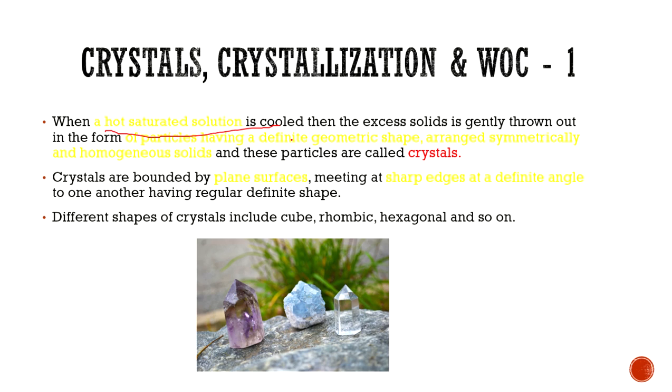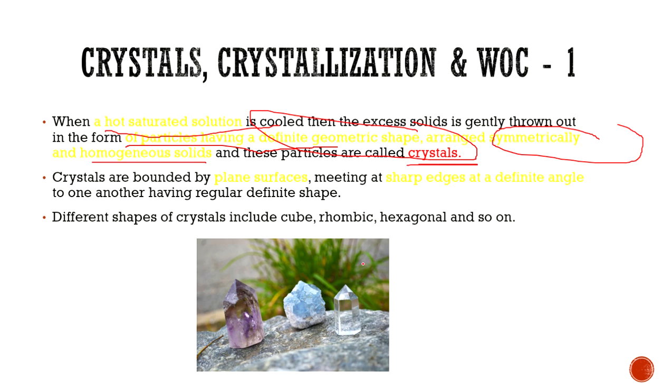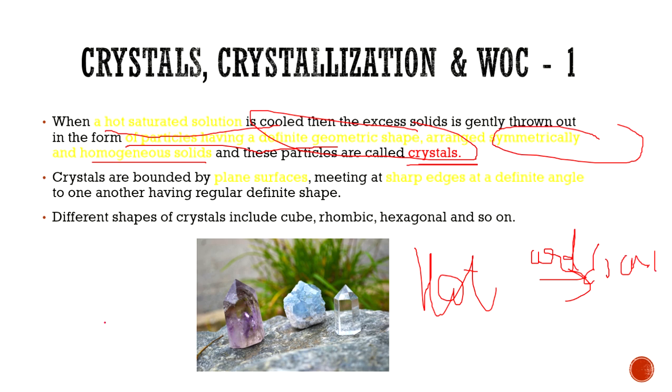Then you will get some excess solid, and that excess solid is in the form of particles having a definite geometrical shape, arranged symmetrically, and they are also homogeneous. Such solids are known as crystals. When you take a hot saturated solution and cool it, there will be some excess solid after cooling. These substances formed are known as crystals.